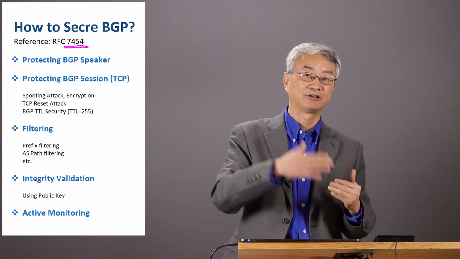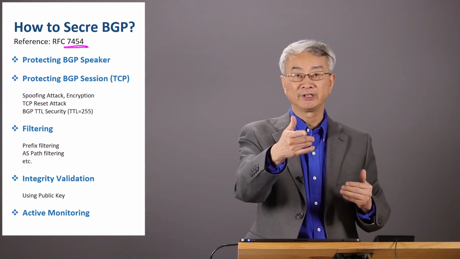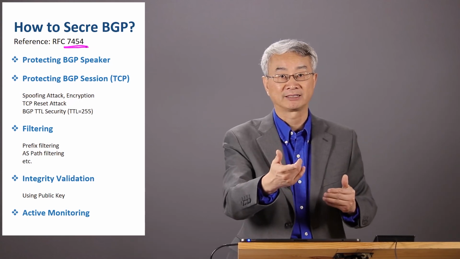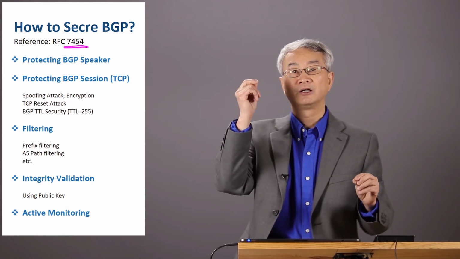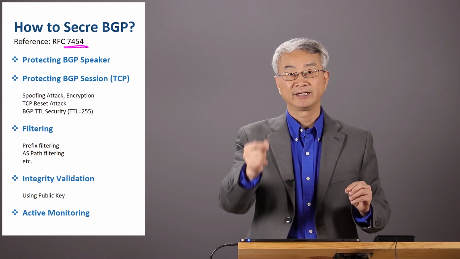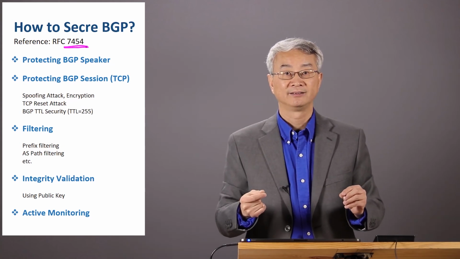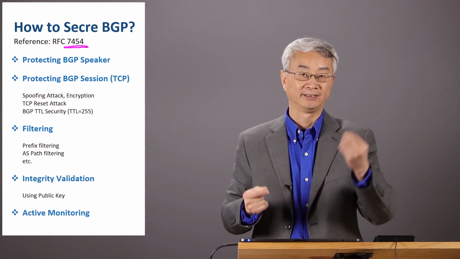If somebody sends out a fake one, you communicate with them. If it's a mistake, they will correct the mistake. If this is intentional, talk to their neighbors. Their neighbors will look into that. They may block that announcement.